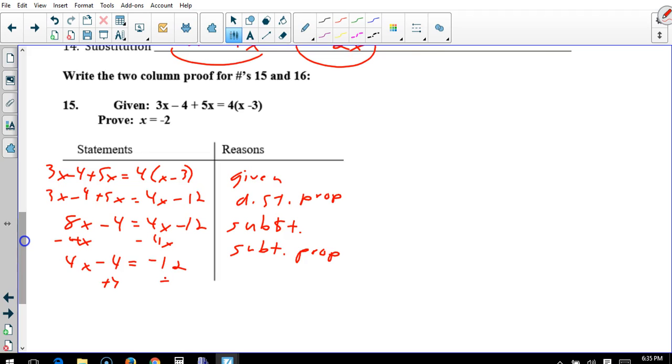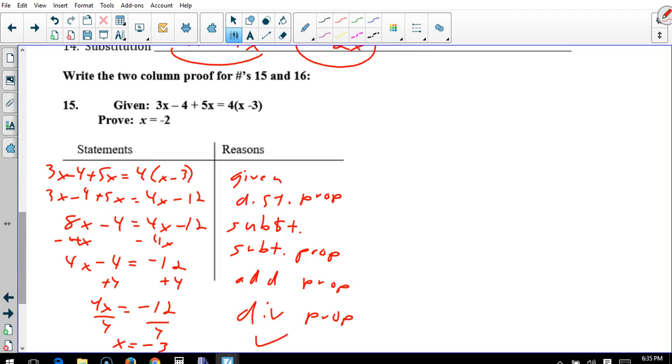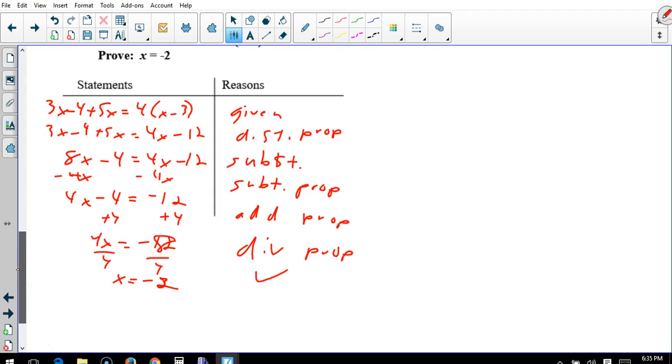Then we're going to add 4 to both sides. So that's the addition property. Then 4x equals negative 12. And we're going to divide by 4, which is the division property. And that gives us x equals negative 3. Check. Sorry. That should be negative 8. I forgot to change it, which gives us negative 2. Check. Sorry about that. Brain wasn't working for a second. Negative 12 plus 4 is negative 8, not negative 12.